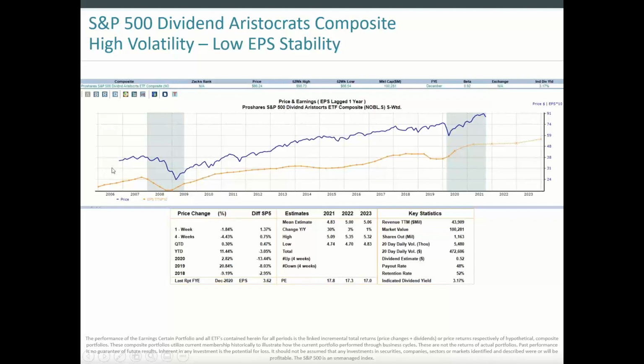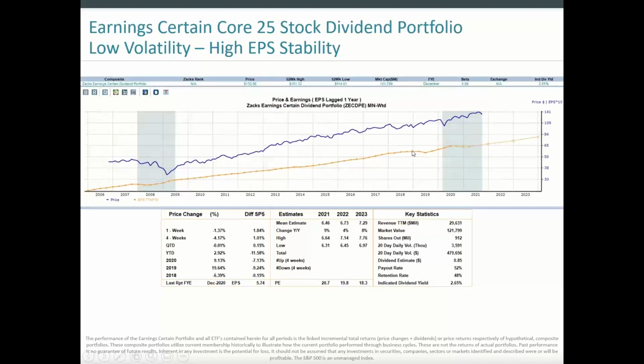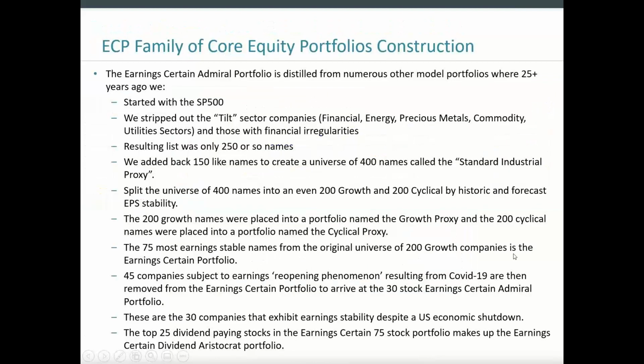But at any rate, I will fix that. This is the actual S&P 500 Dividend Aristocrats composite. So again, you can see that high volatility, low EPS stability. This is that really popular ETF by the name of Noble that a lot of advisors like to use for their yield. And you can see that variability here in price and earnings, and our version of it with a 25 stock core dividend portfolio is obviously much, much less volatile and a lot more stability in earnings.